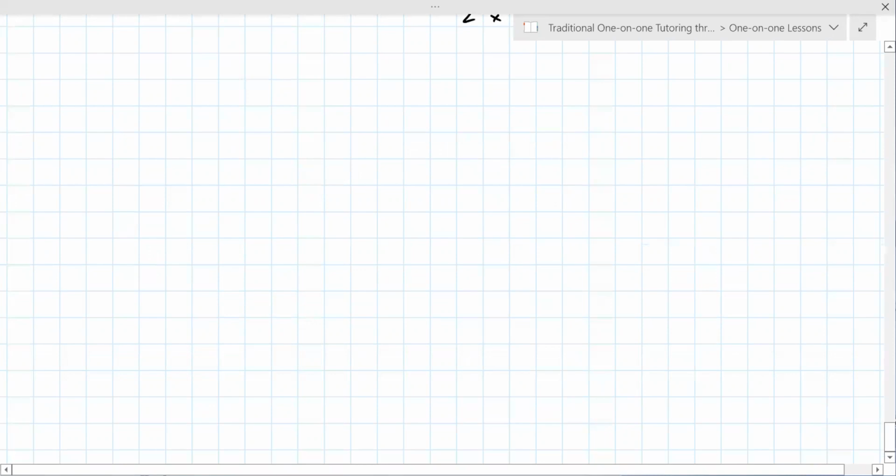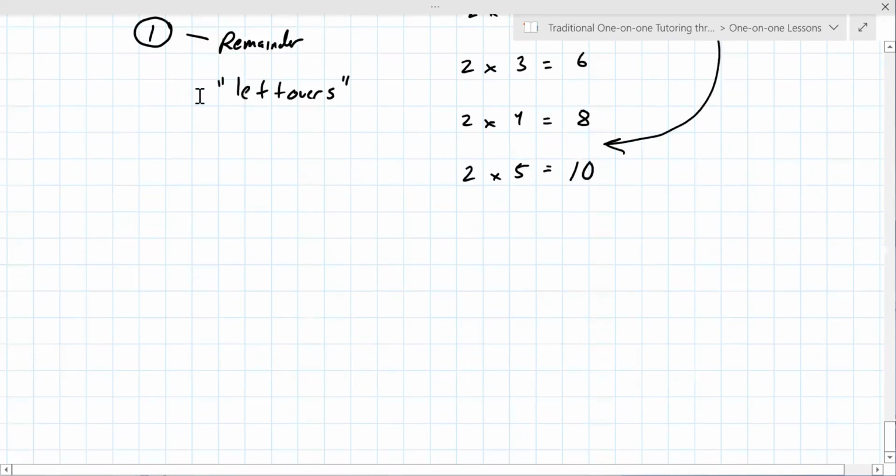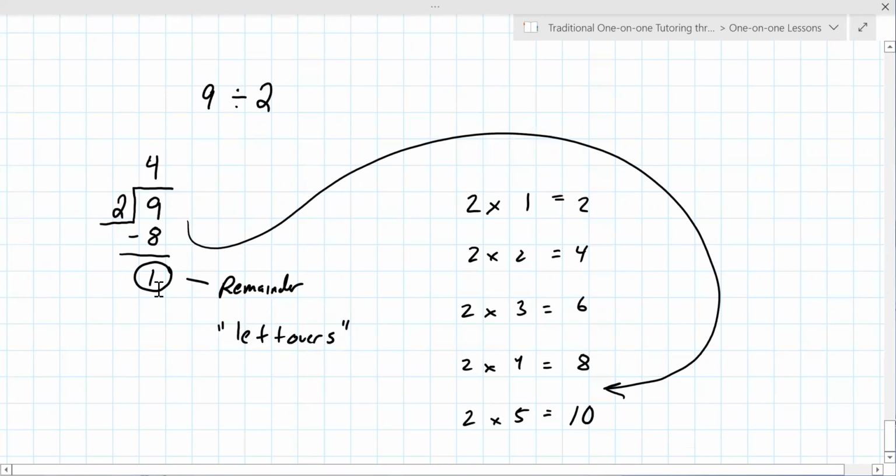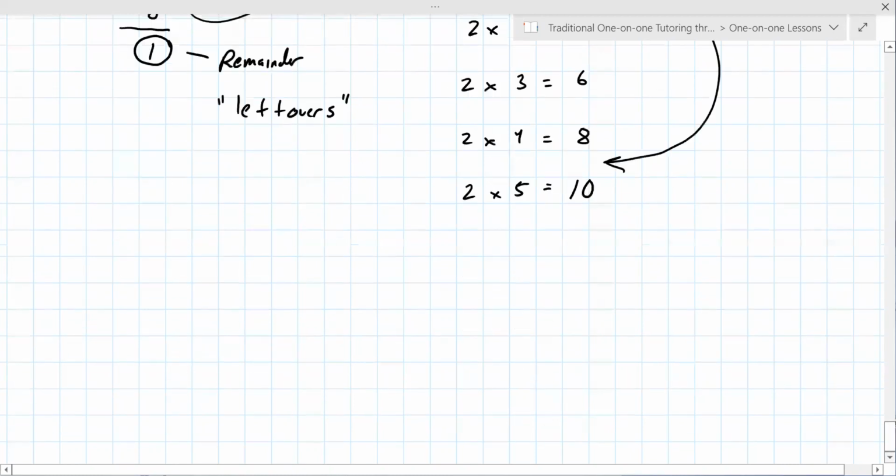Okay. So let's try another problem here. Did you get this down? Because this is important to take down for notes. Yes. Okay. You got it all down? Yes. Okay. So let's do another problem here.